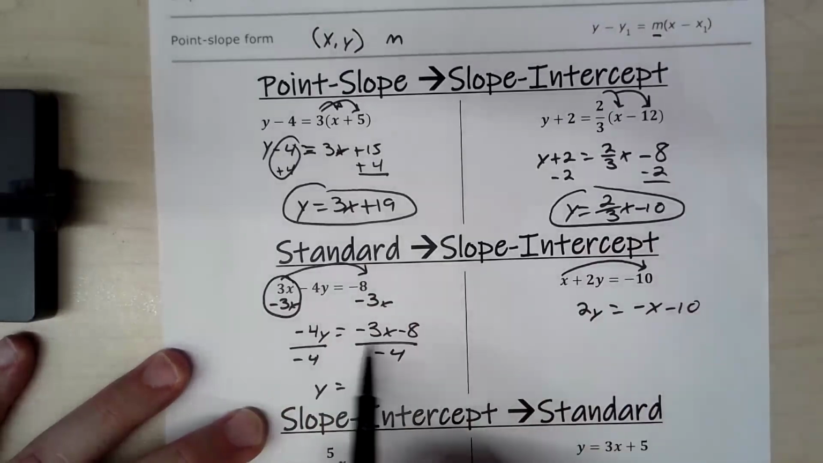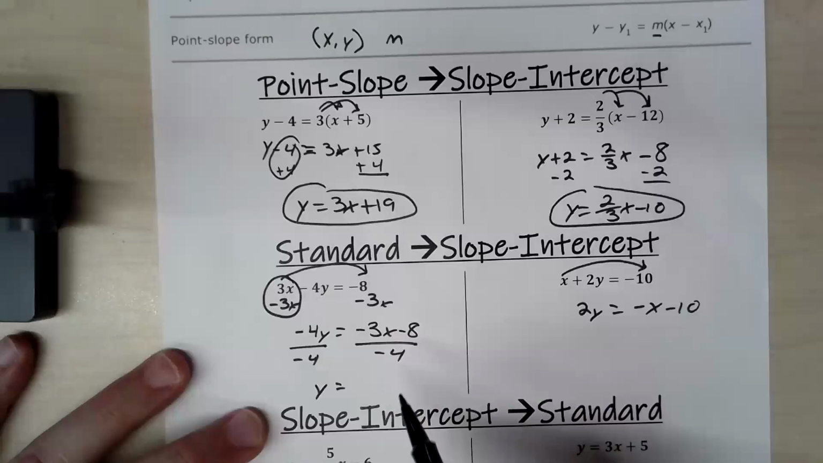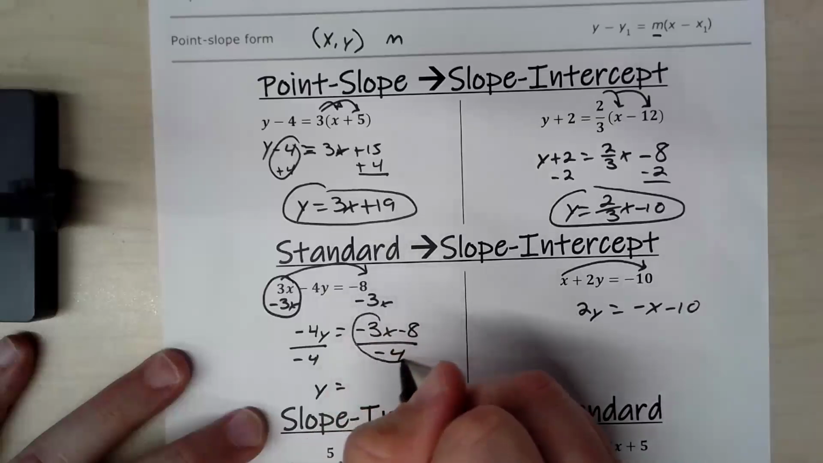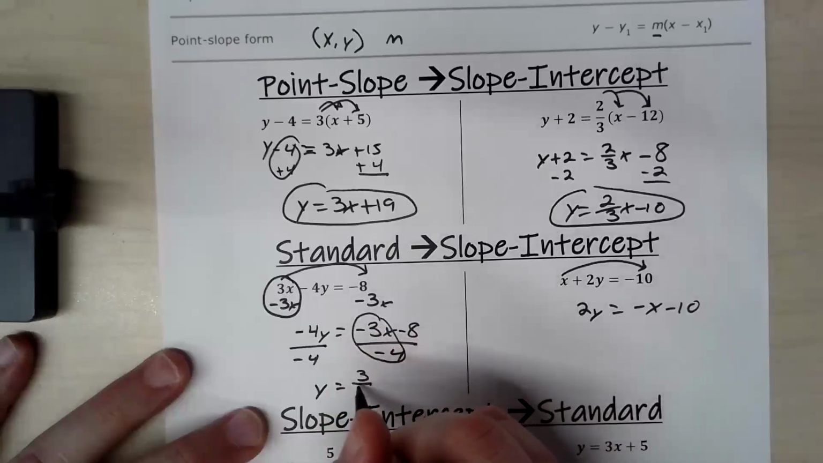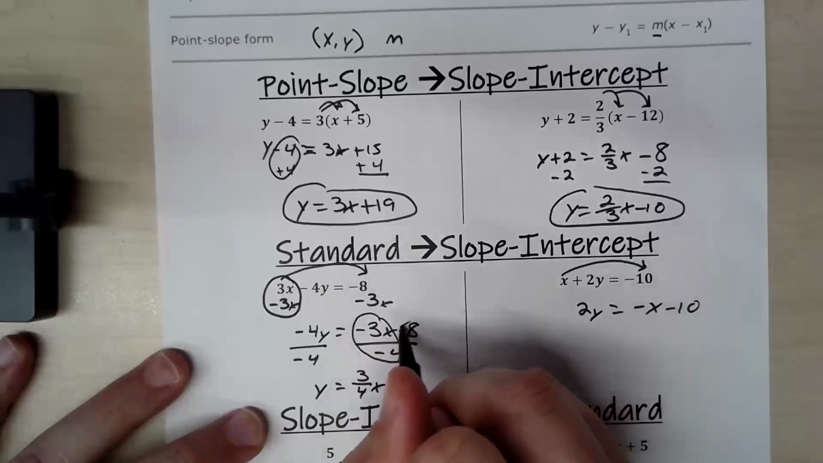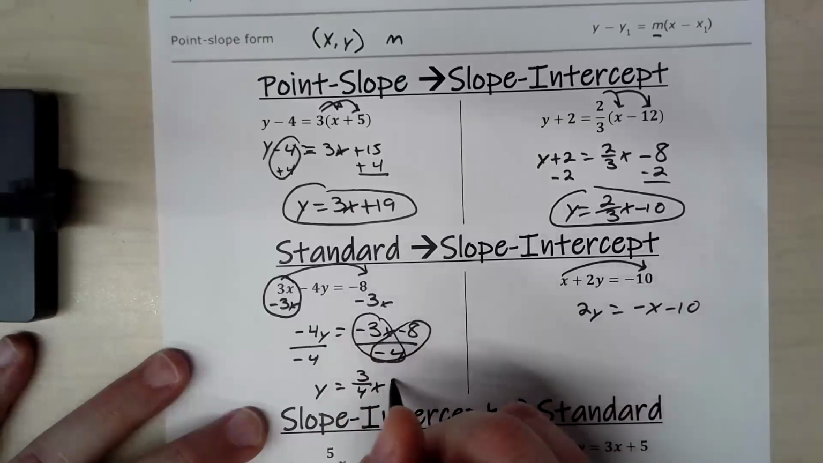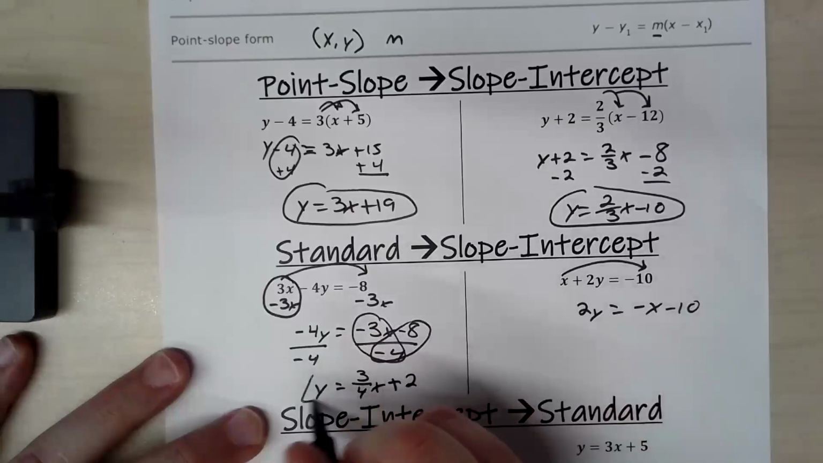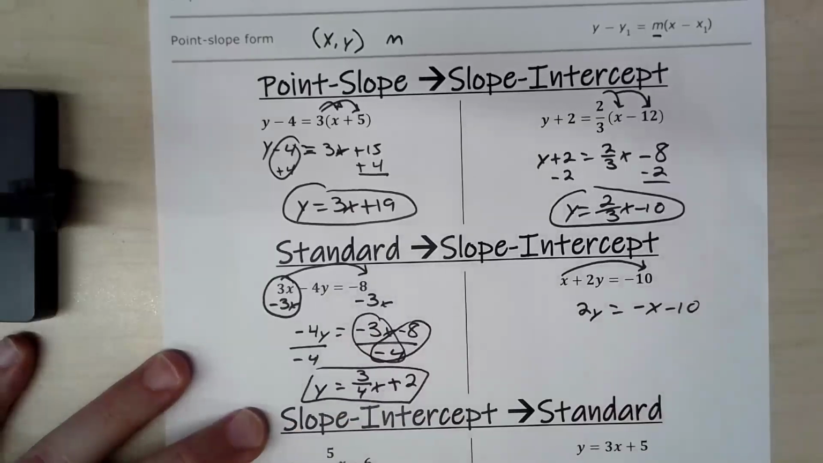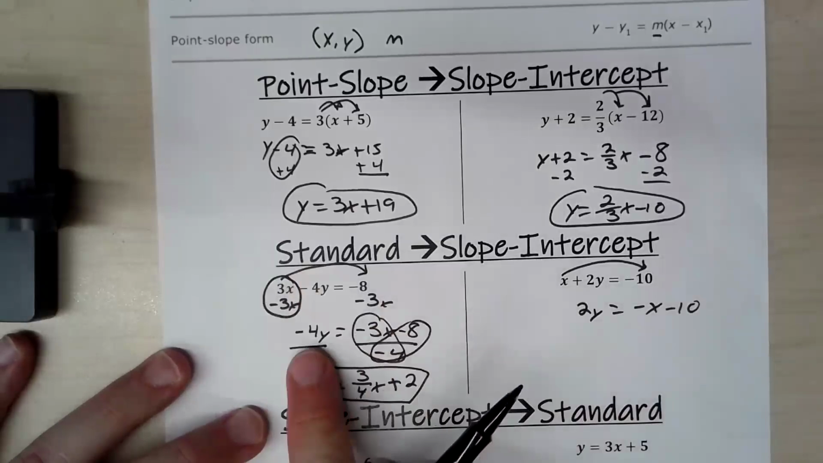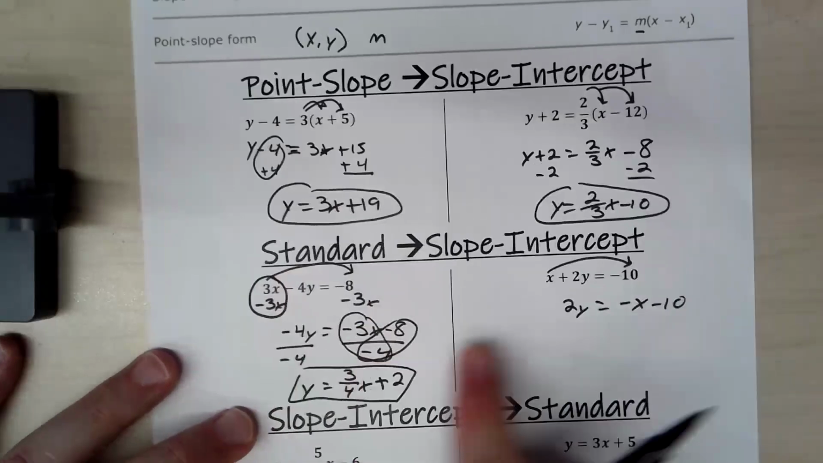Negative 3 divided by negative 4. Well, I can't divide 3 by 4, but since they're both negative, that's positive 3/4 x. Negative 8 divided by negative 4 is positive 2. Okay, so we move our x over, divide by the coefficient.